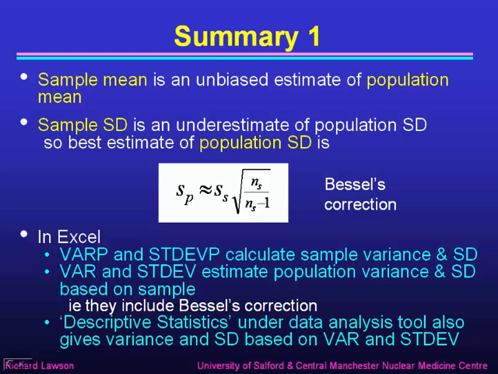In fact, if you use the descriptive statistics option under data analysis tool in Excel, that also gives the variance and standard deviation based on var and stdev, and if you carried out the exercise that I suggested in the previous lecture, that explains why the standard deviation calculated by the descriptive statistics tool was 12.6. When you calculated it by hand, it gave 12.0. The difference was just Bessel's correction.